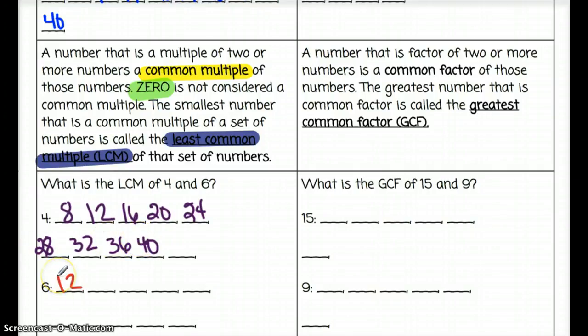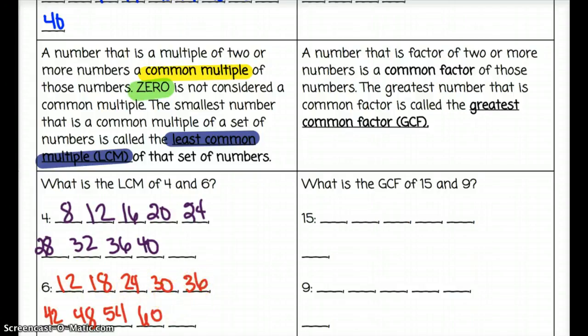Now let's do it out of the 6's. 6, 12, 18, 24, 30, 36, 42, 48, 54, and 60. Remember that this is 6 times 1, 6 times 2, 6 times 3, 6 times 4, 6 times 5, 6 times 6, and so on.